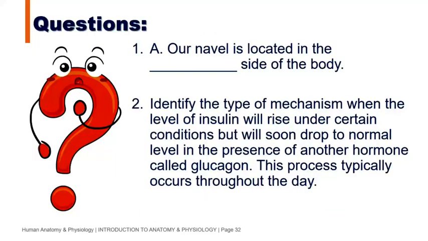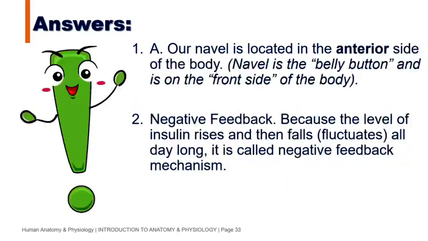Now, let me check on whether you know the answer to these questions. Okay, question 1. Our navel is located in the blank side of the body. And then question 2. I'd like you to identify the type of mechanism when the level of insulin will rise under certain conditions but will soon drop to normal level in the presence of another hormone called glucagon. This process typically occurs throughout the day. Check your answer whether you got it right or wrong.